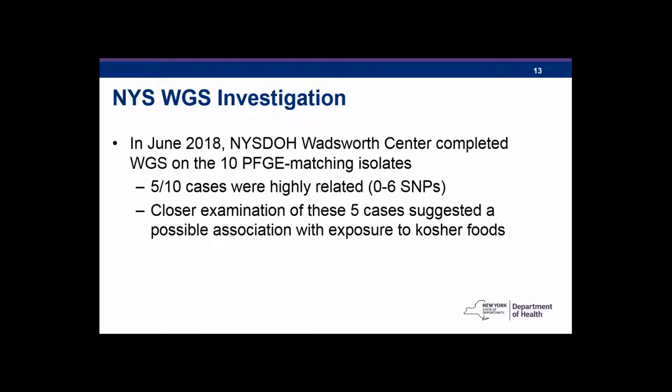In June of 2018, Wadsworth Center completed whole genome sequencing on the 10 PFGE matching isolates. At the end of May, four matching cases by whole genome were reported, and then another came in closer to mid-June, so I'm just clumping them all together. When we looked at 5 of the 10 cases that were highly related, 0 to 6 SNPs, there was definitely a kosher type of association.